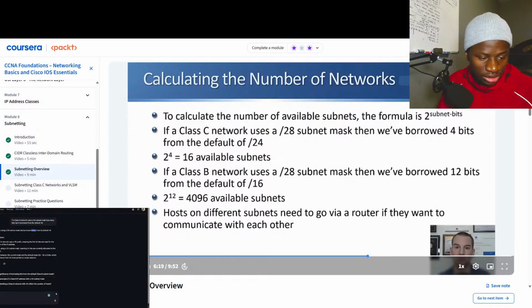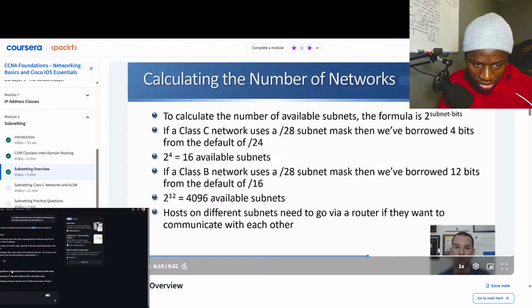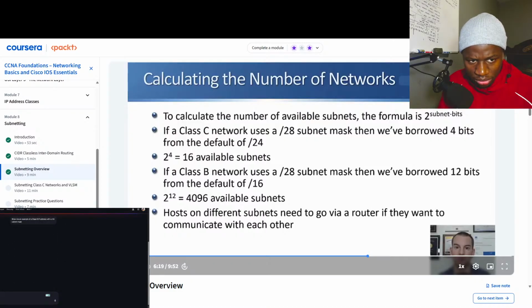Come on, let's dive deep into it with AI. Okay, what's the significance of borrowing? Show me an example, class B. Yeah, show me. Let's see.